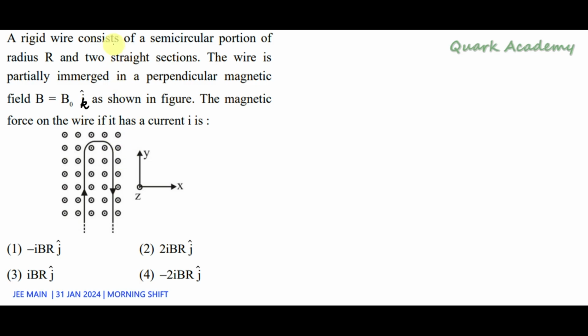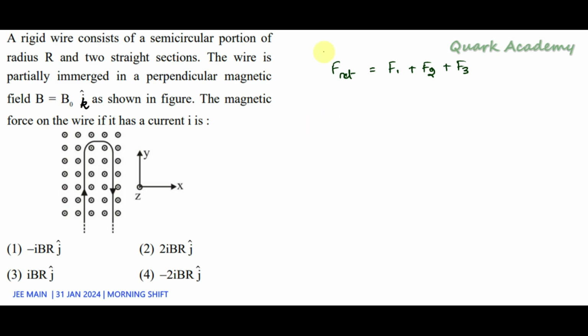There is a slight mistake in the actual question. The magnetic field is actually in the z direction. If you look at the figure and the axis given, based on that we can say that the magnetic field is coming out of the page, which means it is in the positive z direction. So we can say that the net magnetic force is due to three parts: two straight sections and one semicircular section.